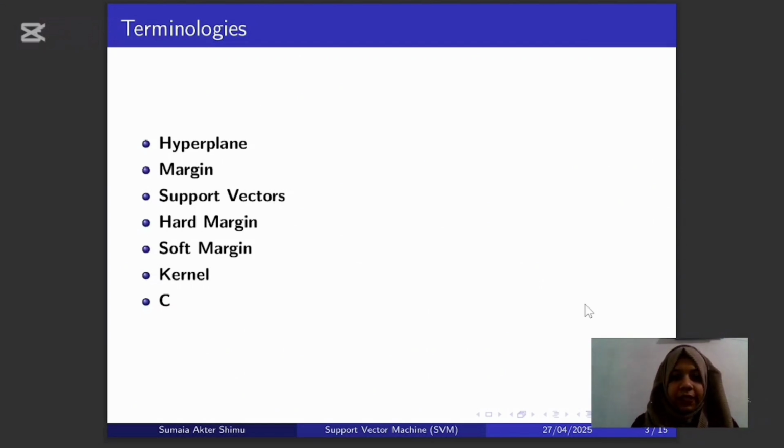First one is hyperplane. Hyperplane is the best decision boundary that separates data points into different classes. Margin is the difference between the hyperplane and the closest data points. Support vectors are the closest data points to the hyperplane. Hard margin classifies the different data points into different classes, but it doesn't allow any misclassification. On the other hand, soft margin also allows some misclassification. Kernel. It is the most important topic in case of SVM. Kernel is a function that maps the data points into higher dimensional space. C is basically a regularization parameter.